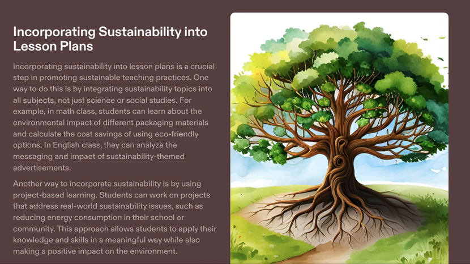In English class, they can analyze the messaging and impact of sustainability-themed advertisements. Another way to incorporate sustainability is by using project-based learning. Students can work on projects that address real-world sustainability issues, such as reducing energy consumption in their school or community. This approach allows the students to apply their knowledge and skills in a meaningful way, while also making a positive impact on the environment.